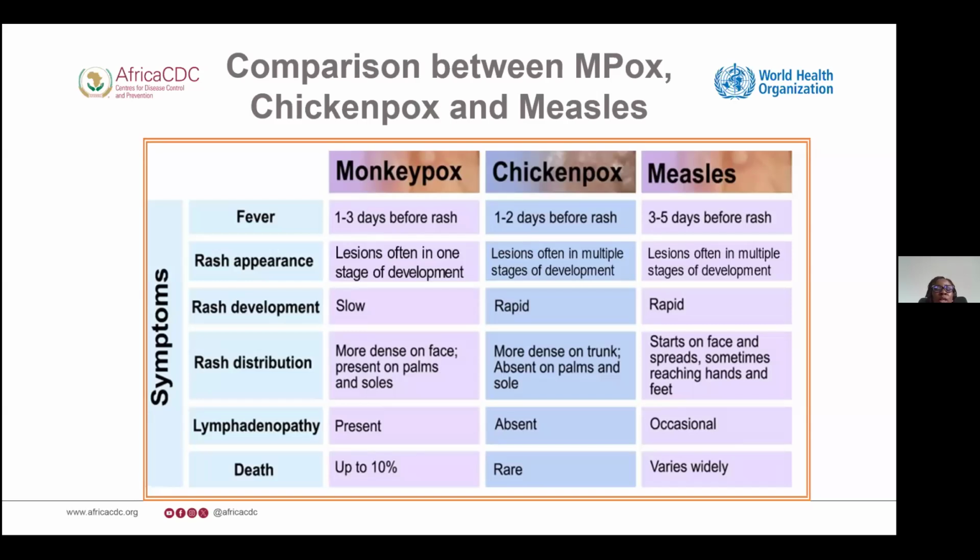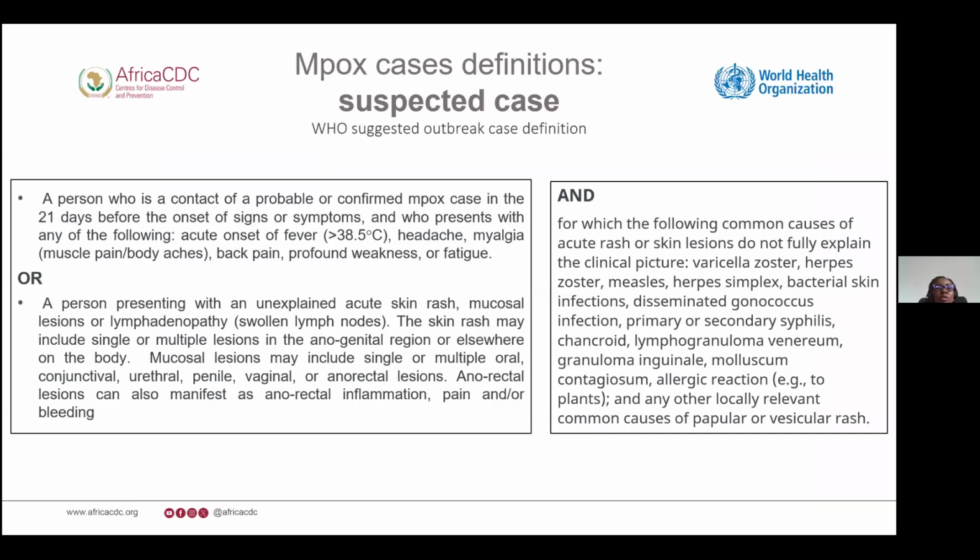The CFR rate varies to up to 10%. Given that it is a mild disease, CFR, case fatality ratio, is rare and depends on underlying conditions.